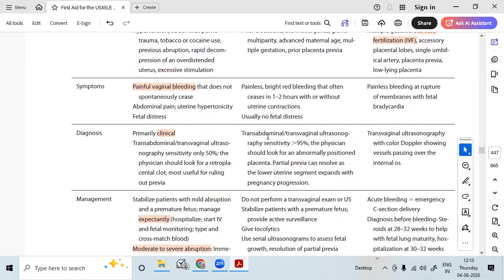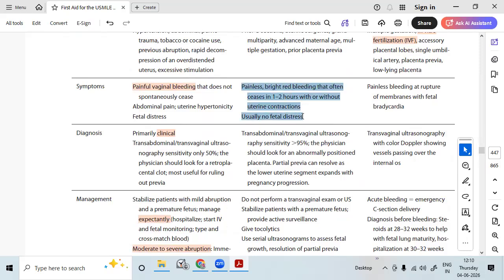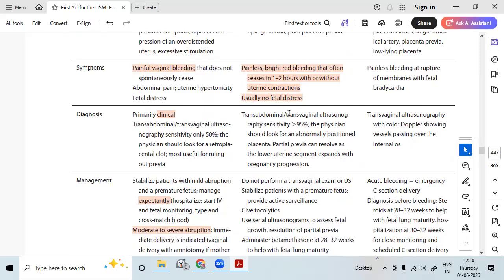For placenta previa, there will be painless, bright red bleeding that often ceases in 1 to 2 hours, with or without uterine contractions. There is no fetal distress. So these symptoms are important. These will be part of the question stem. Transabdominal or transvaginal ultrasonography sensitivity is more than 95%. The physician should look for an abnormally positioned placenta. So here, USG is the mainstay.